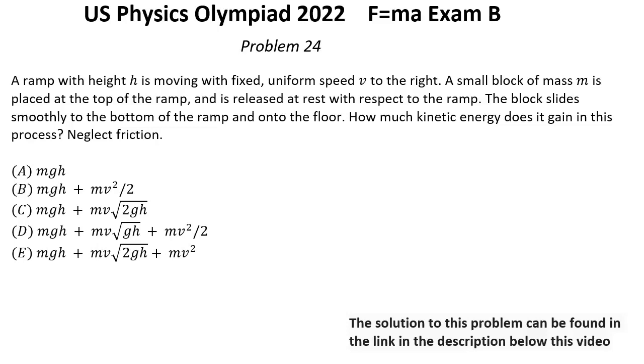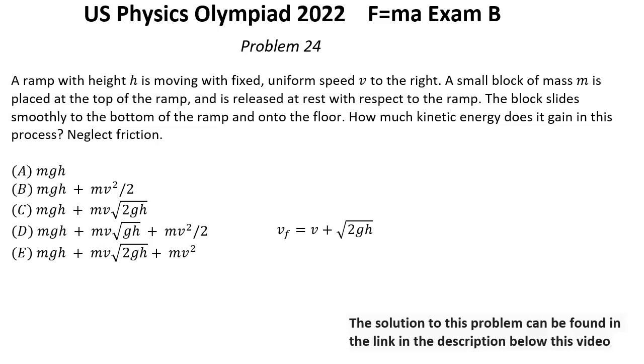24. If a block reaches the bottom of this ramp, it has a relative speed to the ramp of square root of 2gh. It means that the absolute speed will be v final equal to v plus square root of 2gh.